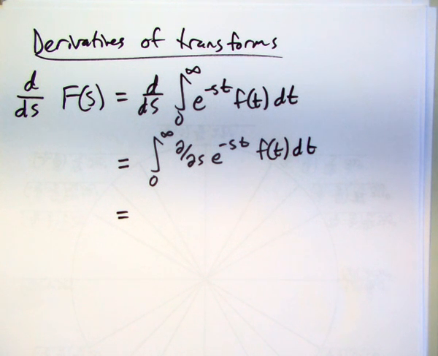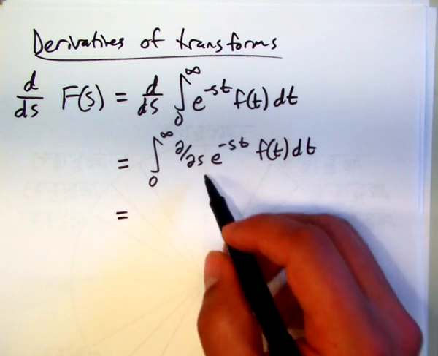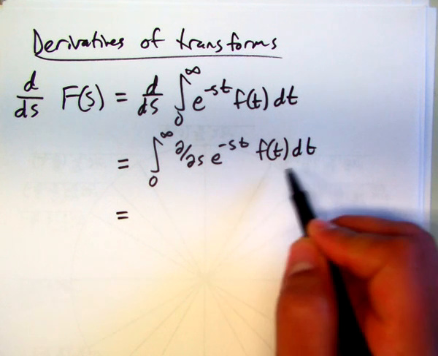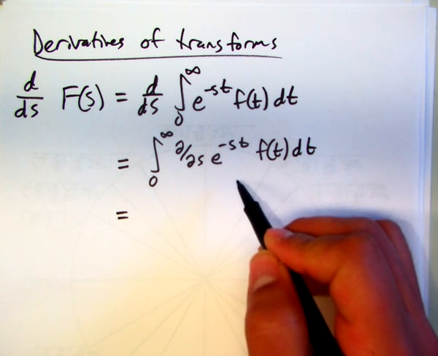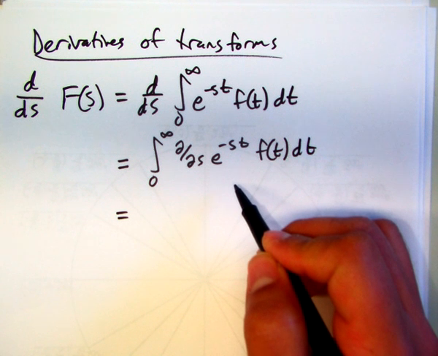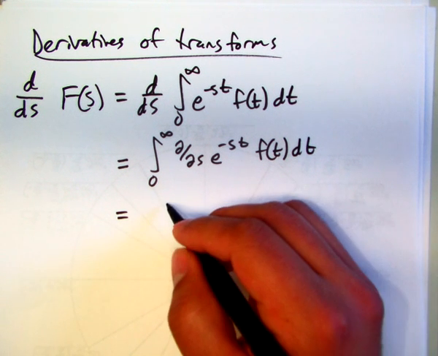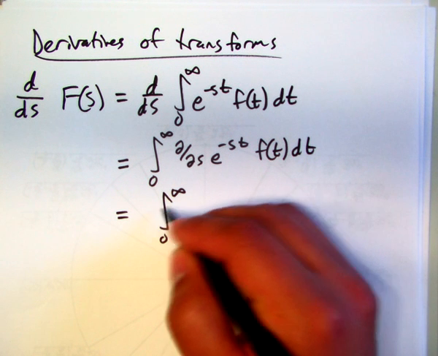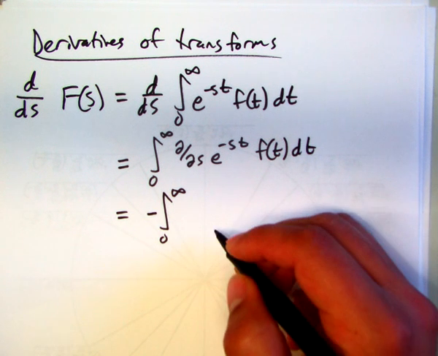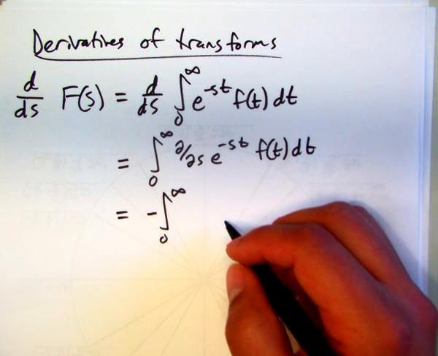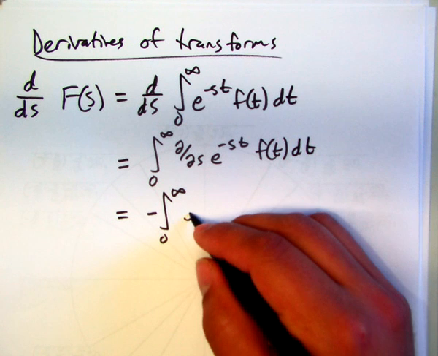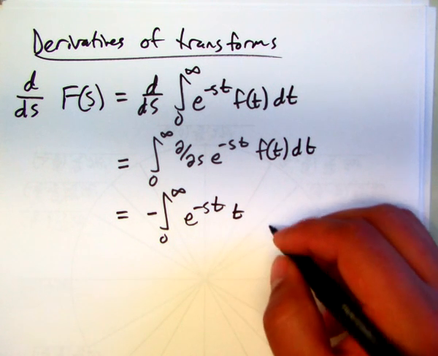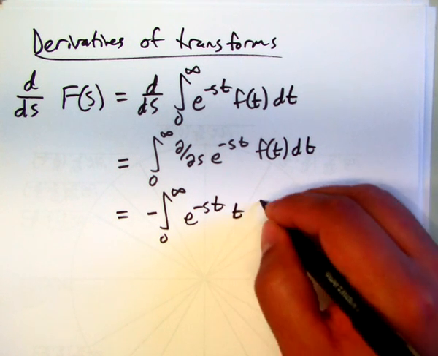So let's go ahead and do some Calc 3. What's the partial derivative of this function in here with respect to s? What's the only thing we look for here? Good. So we got a negative. Let's pull that out. We have a t in there. I'm going to keep that after the e to the minus st. And then we still have our f of t dt.